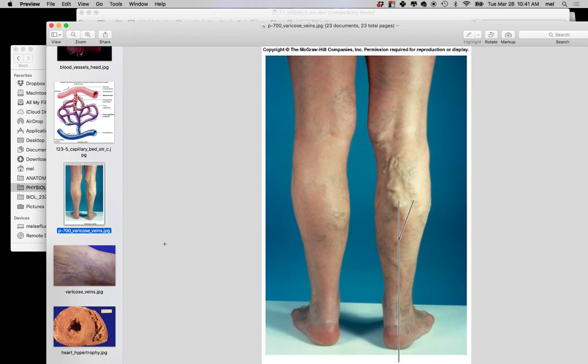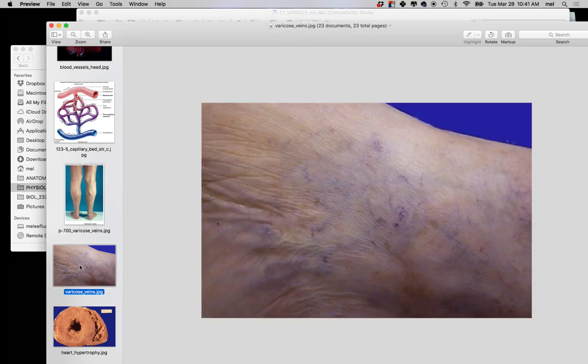You can do laser now, right? They can do laser for the small ones. When they're big like these, they can't do it for the big ones. They strip them out. So you can definitely do lasers for these little bitty varicosities. A lot of times they call these spider veins.